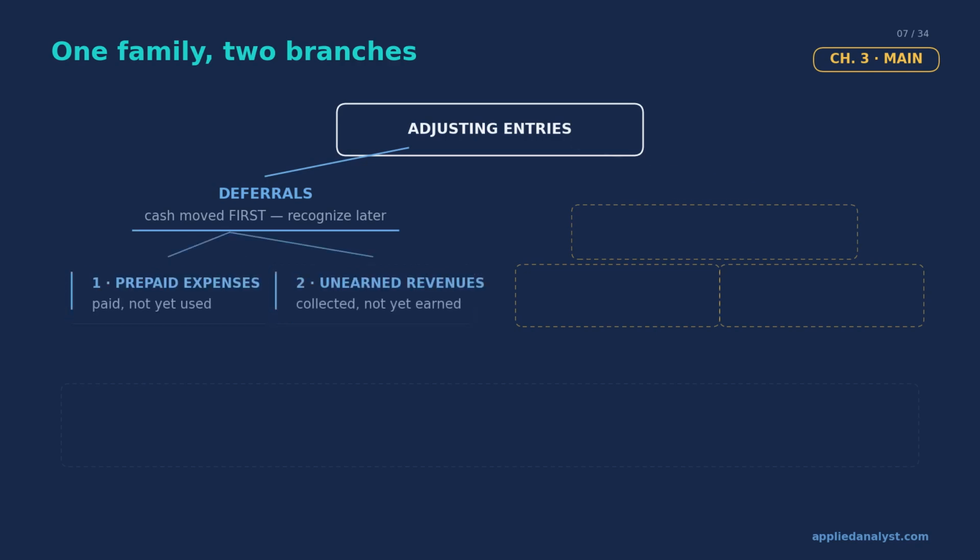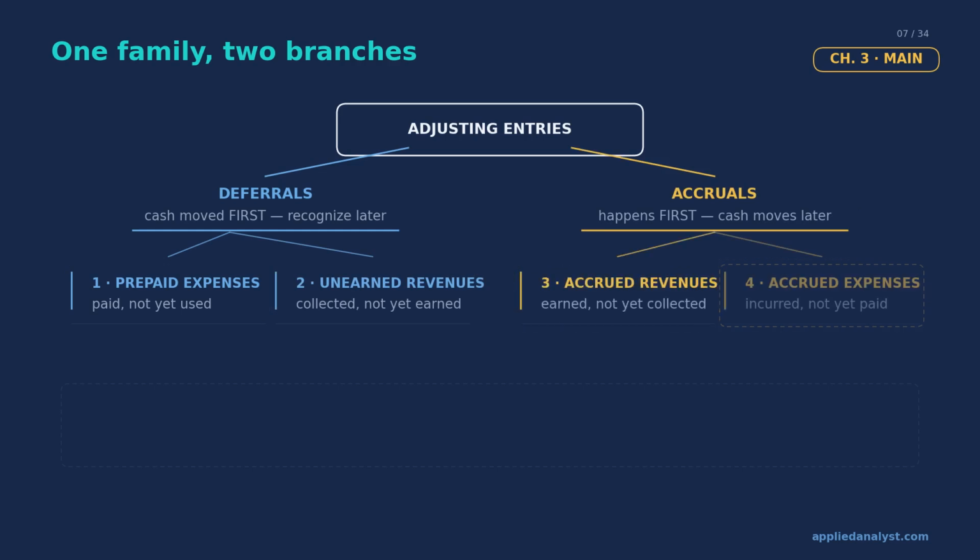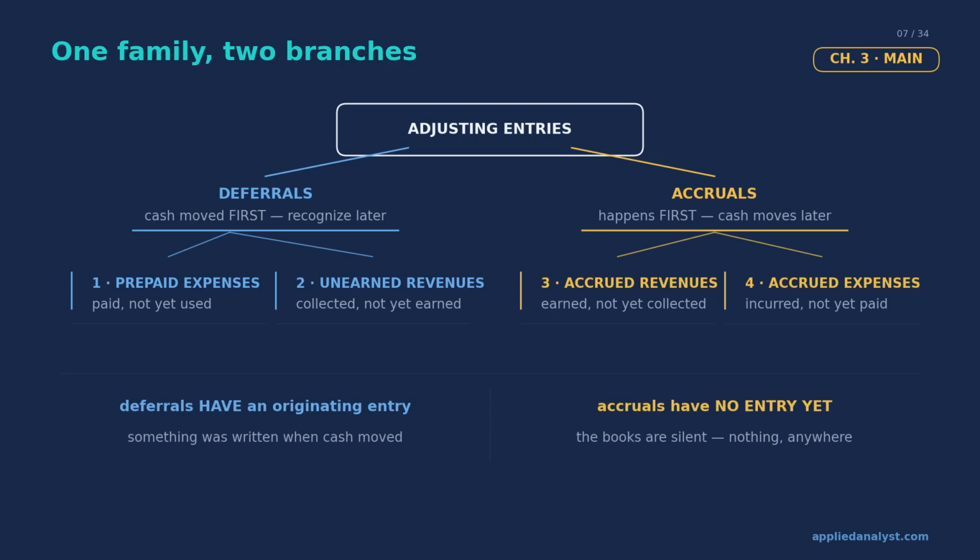Branch 2, accruals, the mirror image. To accrue means to build up. The revenue or expense happens first, quietly building up, and the cash moves later. Two types again, accrued revenues and accrued expenses. And here's the difference that unlocks everything. A deferral already has an originating entry in your journal. An accrual has nothing written down yet. Hold those two words, postpone and build up. And let me show you the deferral movie in slow motion.